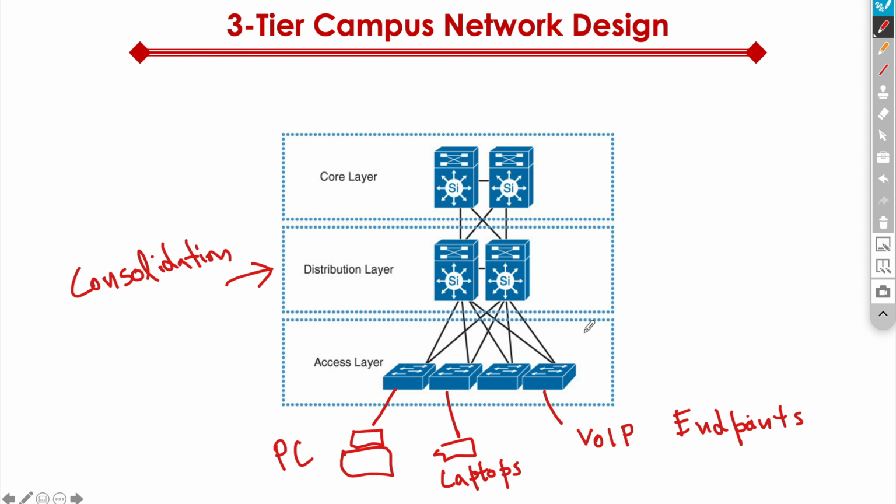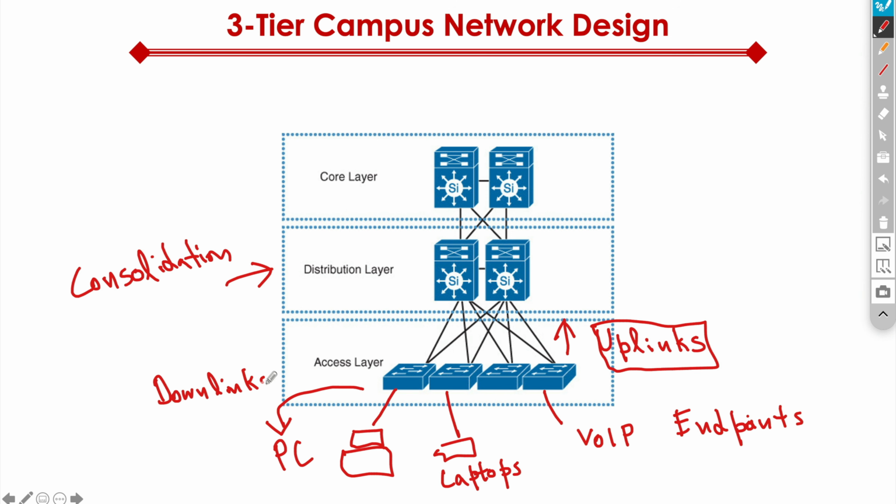In particular, we call these links that are going up and getting plugged into the distribution layer switches from the access layer uplinks. They're very conveniently named uplinks. All the links that are facing the clients and the endpoints, these are called downlinks. Okay, so this is important terminology to understand.